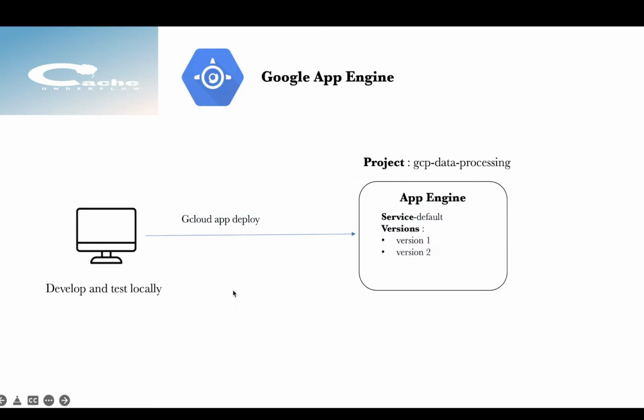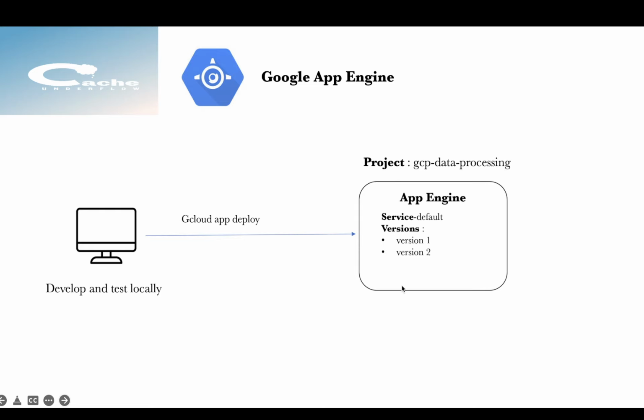So what have we done so far? We developed a basic Flask application from our local computer. We developed it and tested it locally. Once everything looked good, we did a gcloud app deploy and the application was deployed in the App Engine with the service default, and there were multiple versions and we played around with the different versions that we had. Now keep in mind all of this was done in the same project, GCP data processing. In your case it might be different.